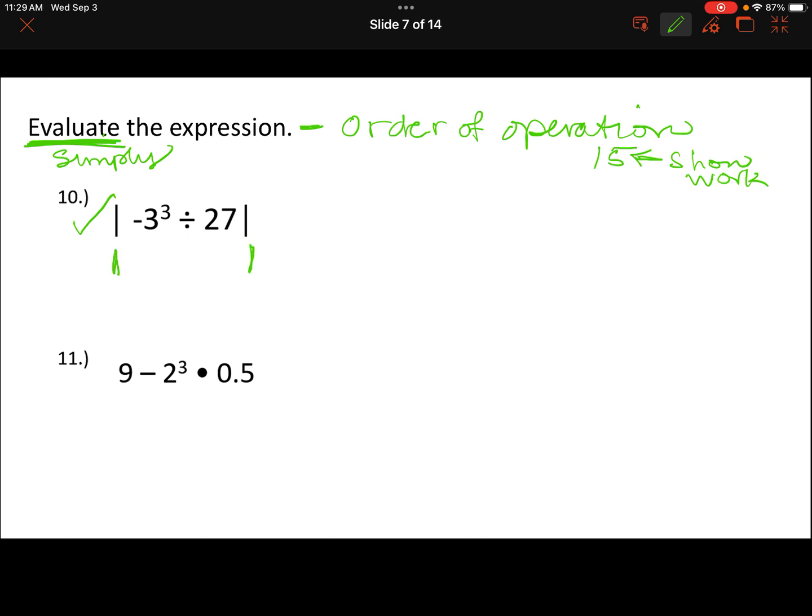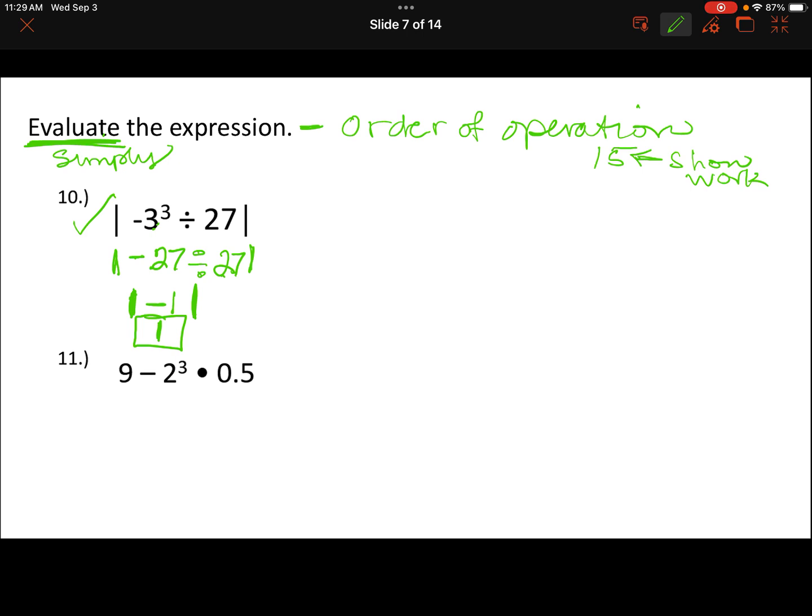I'm going to do this here, and I'm going to have the opposite of 3 times 3 times 3. That's not 9. That's 27 divided by 27. Then I'm going to take negative 27 divided by positive 27, which would give me the absolute value of negative 1. My final answer should be positive 1.